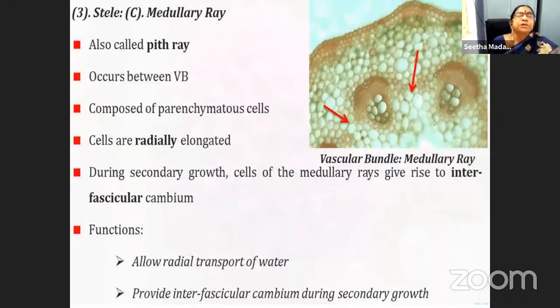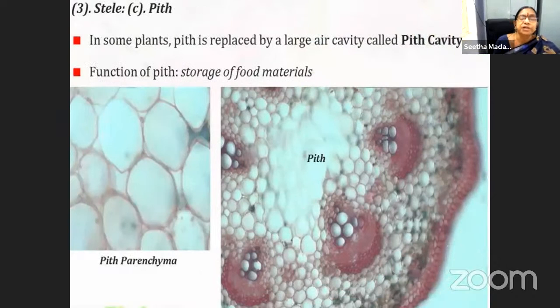Coming to the medullary rays, these are also known as pith rays, occurring between the vascular bundles and composed of parenchymatous cells. They are radially elongated, that means rectangular in shape. During secondary growth, cells of the medullary rays give rise to interfascicular cambium. Their function is to allow radial transport of water, since not only upward movement of water but radial transport is also necessary. The interfascicular cambium joins with the cambium of the vascular bundles, forming the cambial ring, which helps in secondary growth.